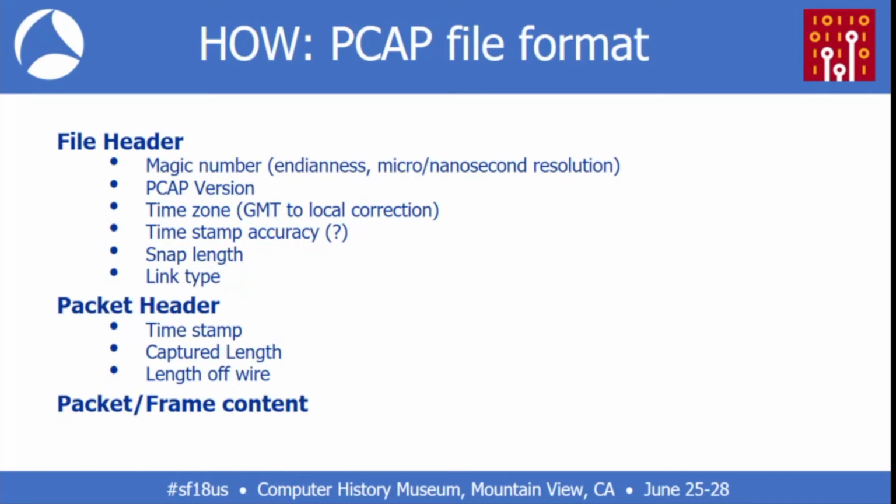And then finally, you get a series of packets, right? So every packet has got a timestamp on it. It's got the length of that packet that you captured and how long it was originally. So if you're not truncating, those numbers are pretty much the same. And then finally, the packet contents.